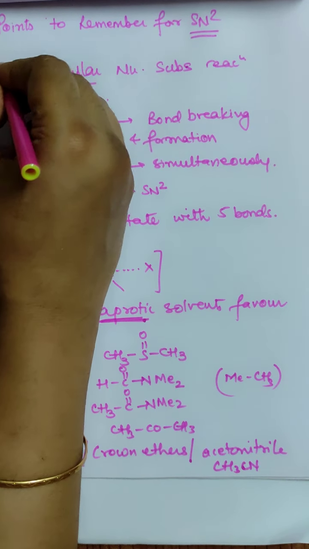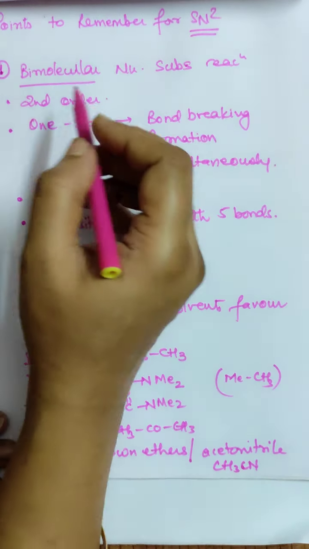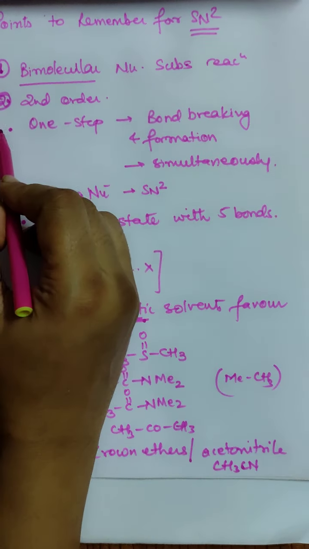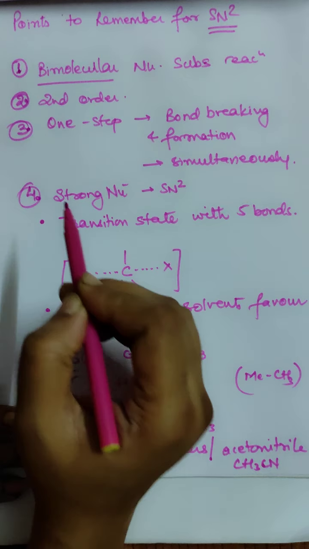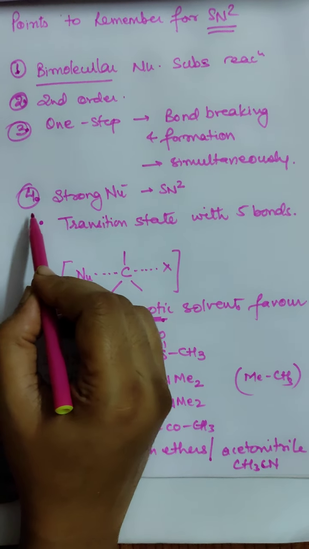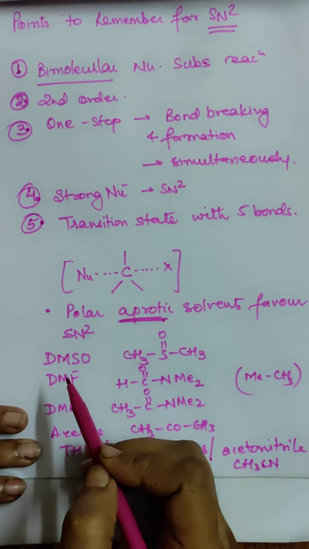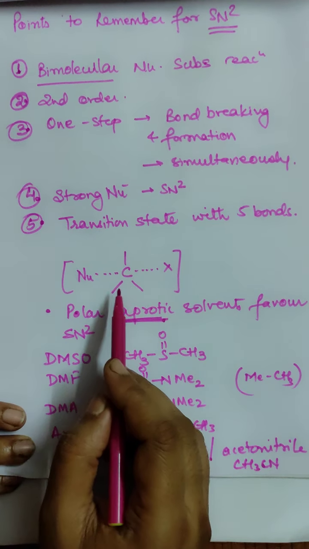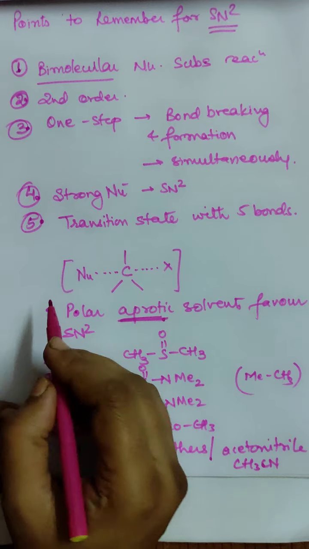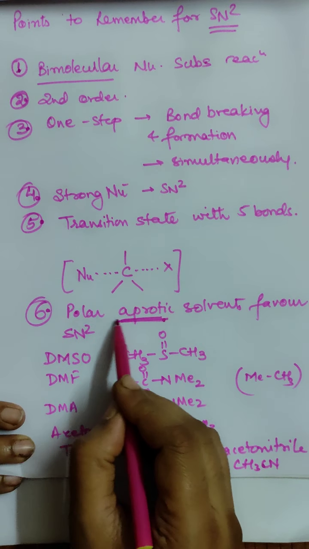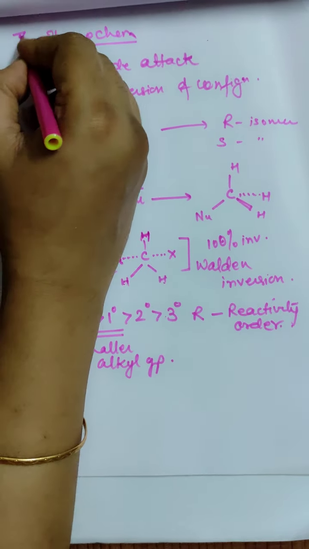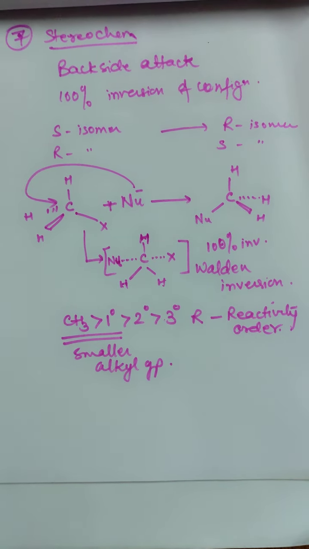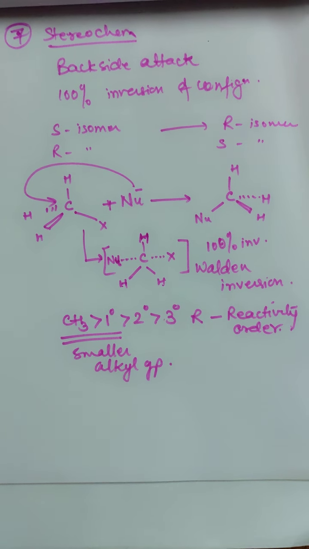So, how many points are there? First point is bimolecular nucleophilic substitution. Second point, it is a second order reaction. Third point, it is a one step process. Fourth point, strong nucleophiles favor SN2. Fifth point, transition state is with 5 bonds, in which 3 bonds are complete bonds and 2 are partial bonds. Sixth point, it favors polar aprotic solvents. The examples I have already explained. And the seventh point, the stereochemistry, there is 100% inversion of configuration. So these are the points you have to keep in mind.